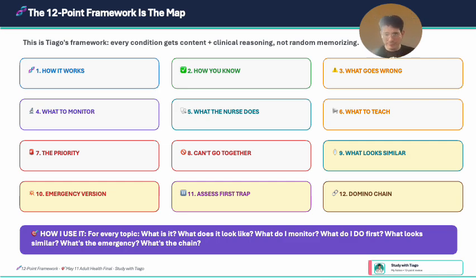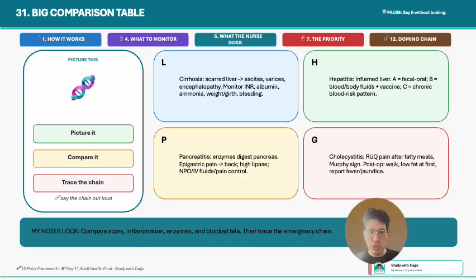Okay, so here's your hook. Pancreas is back pain and enzymes. Gallbladder is right upper quadrant pain and bile. Okay, so the comparison table is where I want to pause and sort the topics, right? So cirrhosis is chronic scarring. Its danger pattern is fluid, bleeding, brain changes, portal pressure, and liver failure signs.